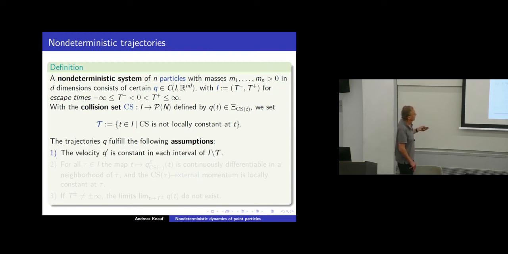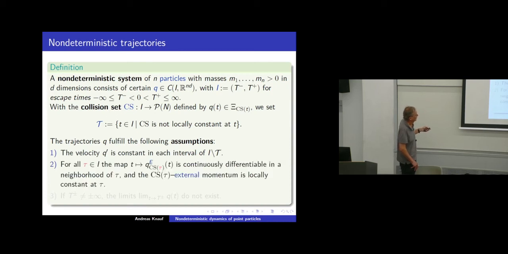So what do you want? First of all, if you're not in this singular time set, then the velocity of the system is constant as before. And for all times, the map which only looks at the motion of the centers of mass is continuously differentiable and locally constant again, so external momentum is locally constant.